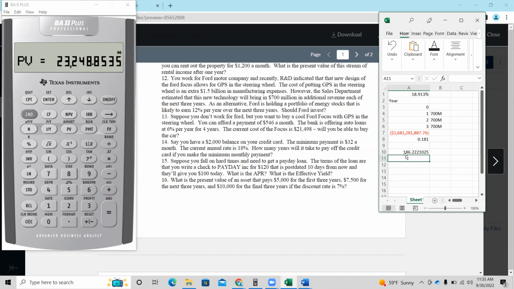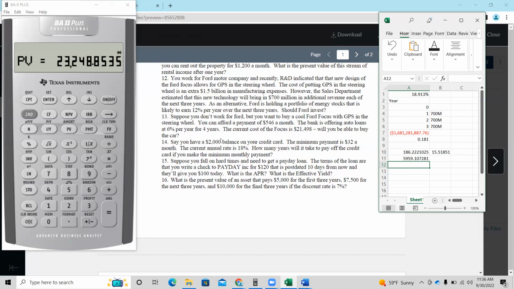So it looks like it's going to take me 186 months to pay off this credit card debt. I'm going to take that number and divide it by 12 to see how many years it will take me to pay off this card. 15.52 years. All right. In fact, if I multiply 32 by the number of monthly payments, I'm going to end up paying over 15 and a half years. I'm going to end up paying almost $6,000 to pay off this $2,000 balance on the credit card.